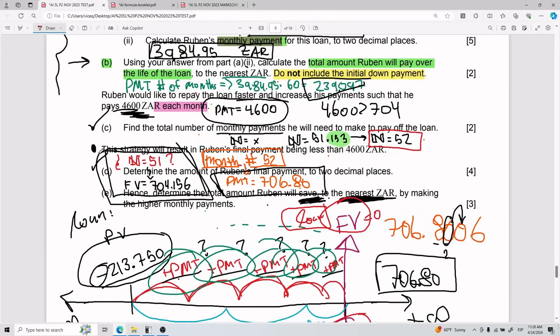And why did FV change near the end? It changed near the end because on month 51, he was going to have to pay a little bit less, okay? Because at the end of month 51, he almost paid everything. He just needed to pay month 52, but month 52 was a lesser amount than the monthly payment, so you needed to recalculate that, including the percent, including all that stuff, okay?